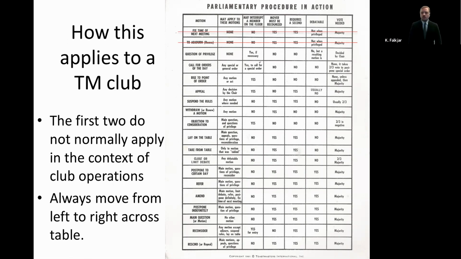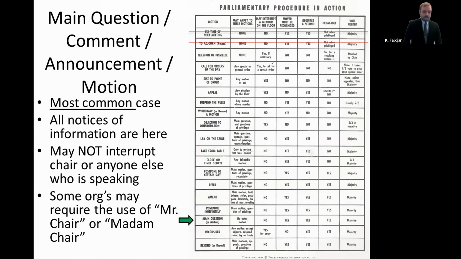The first two, fixing the time of next meeting and to adjourn, in the context of a regular club meeting, would not apply. However, in a special executive meeting or a special meeting, those two motions may be used. We always move from left to right across the table. The first one is highlighted, which I will start with.